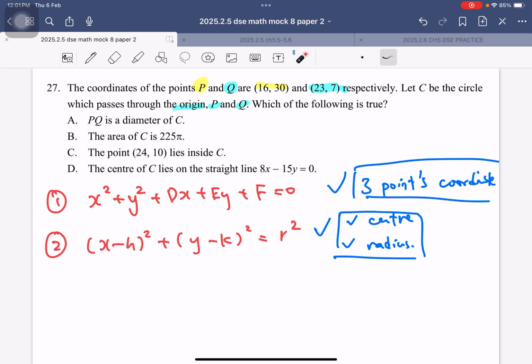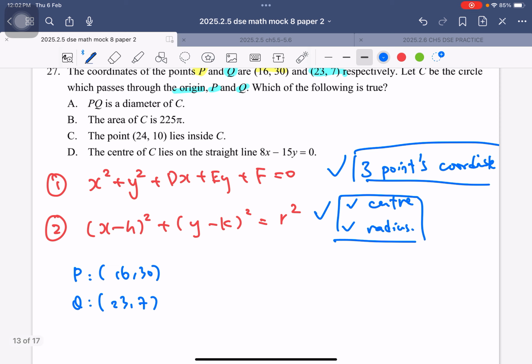Which 3 points do we have? We have P, which is (16, 30). We have Q, which is (23, 7). And then we have the origin, which is (0, 0). The circle passes through these points at the same time, isn't it? So we have d, e, f, and we have 3 points. When we have these 3 points, then we can substitute in. For a circle passing through any point, you can substitute the coordinates of that point into the equation, isn't it?